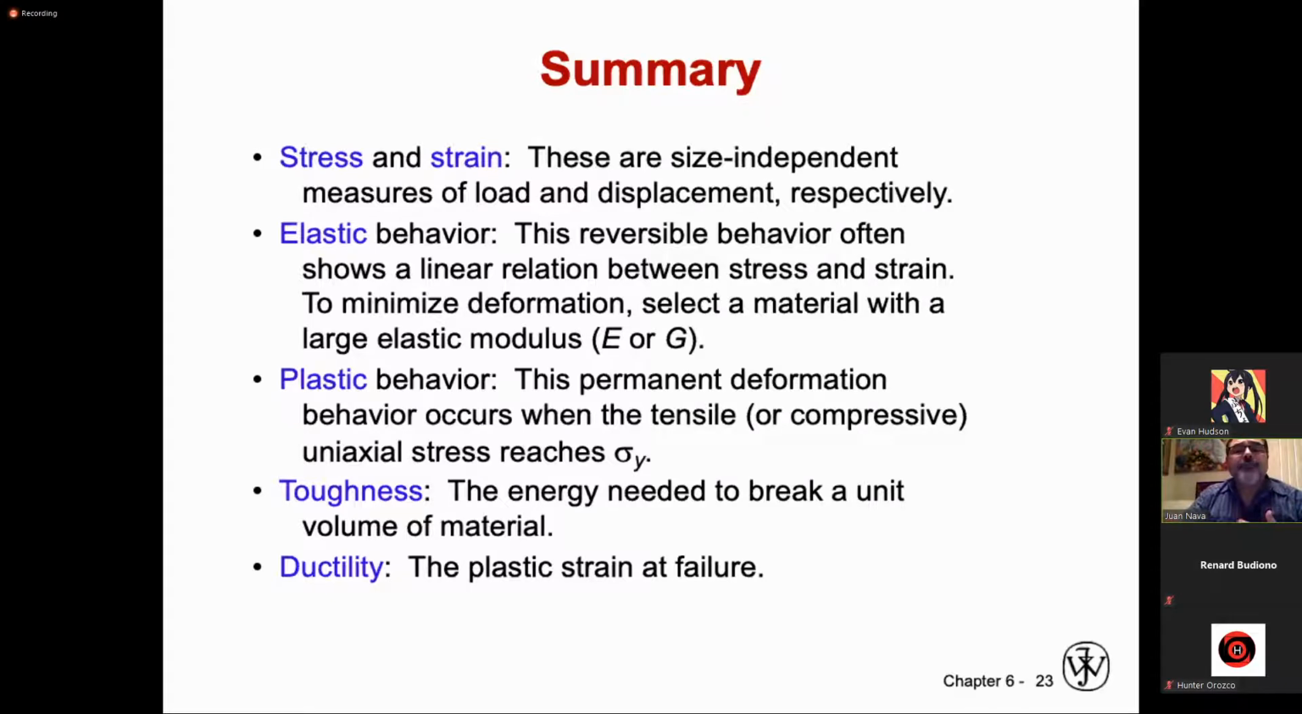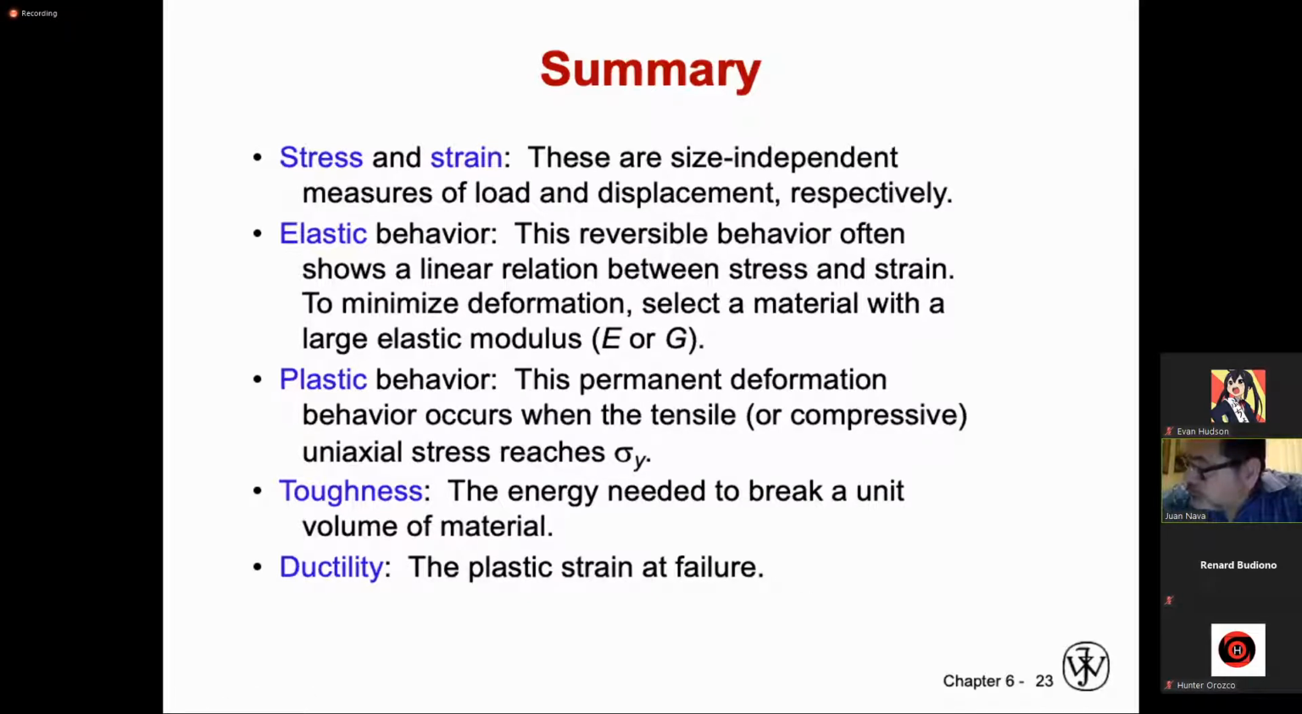That is why it is defined as the plastic strain at failure. But it's only plastic strain. So when you do this calculation, you need to eliminate any contribution from elastic strain. Any questions regarding this material before we move on?